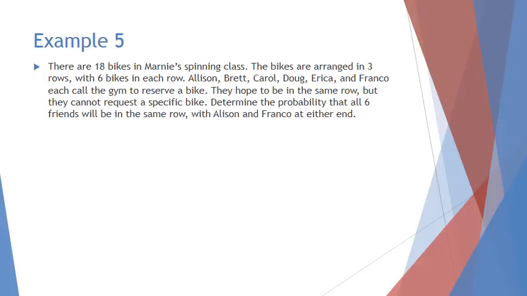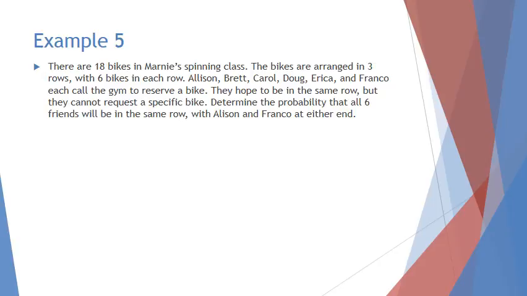There are 18 bikes in Marnie's spinning class. The bikes are arranged in 3 rows, with 6 bikes in each row. Allison, Brett, Carol, Doug, Erica, and Franco each call the gym to reserve a bike. They hope to be in the same row, but they cannot request a specific bike. Determine the probability that all 6 friends will be in the same row with Allison and Franco at either end.